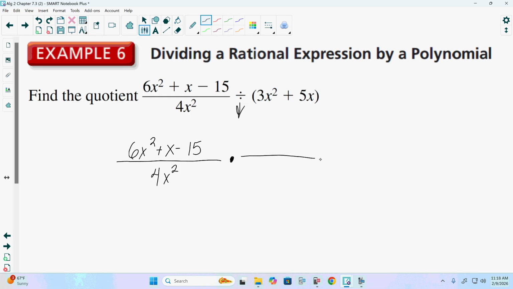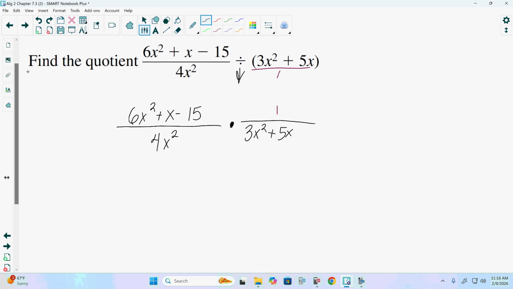So wait, what is the bottom of this fraction? The bottom of the fraction is 1. Even though we don't say it, we don't write it, it's understood to be 1, yes? Which means the numerator, the top of the fraction, is now going to be 1. And the bottom is going to be 3x squared plus 5x. So even though they didn't write the denominator in the second, since it's not written, it's understood to be 1. So when we flip it, the 1 goes on top, and our 3x squared plus 5x goes on bottom.